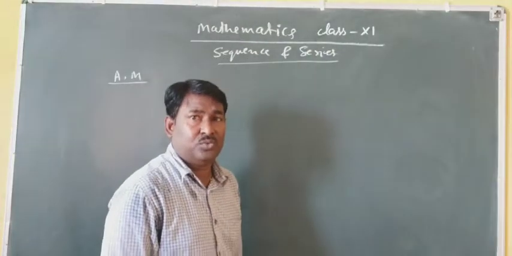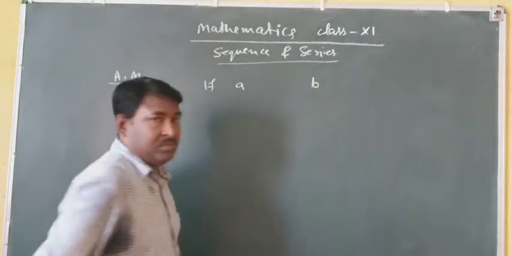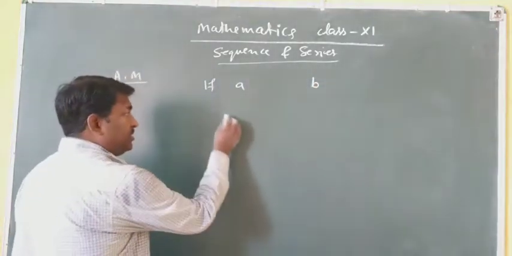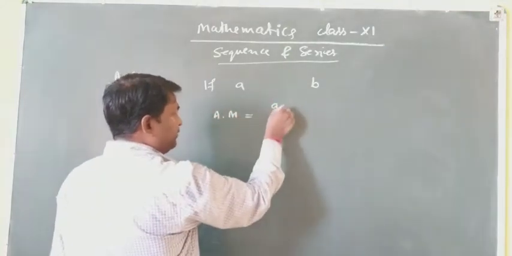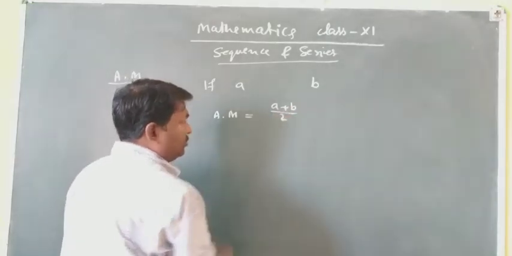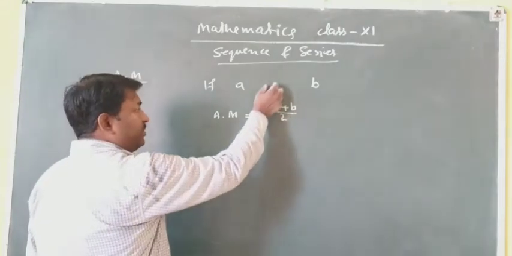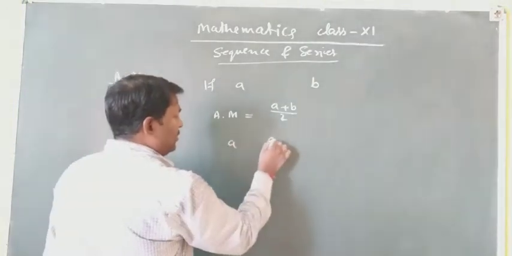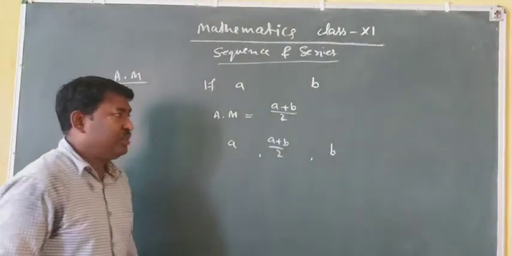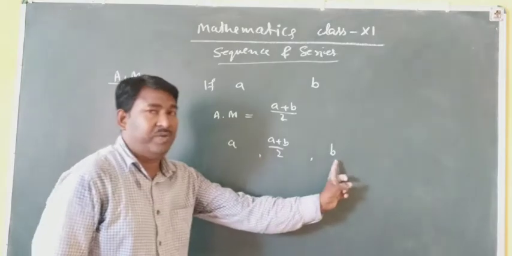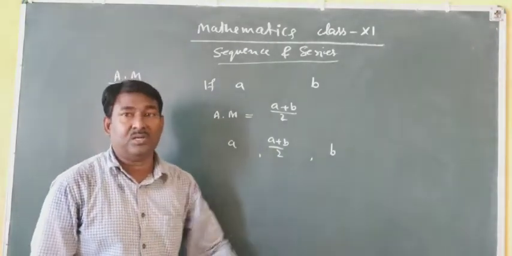Just like, if A and B are two numbers, then the arithmetic mean is equal to (A plus B) by 2. Now we can check if we place this number, (A plus B) by 2, between A and B, whether this sequence having three terms is in AP or not.